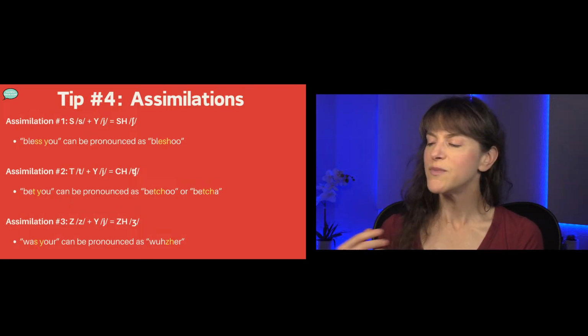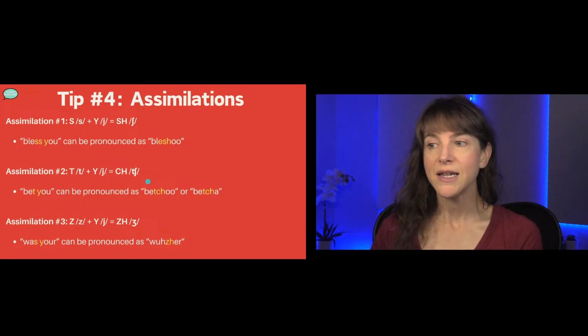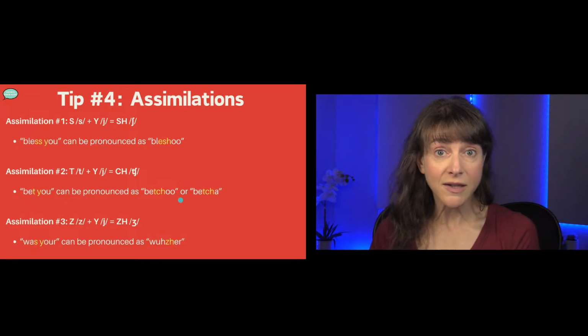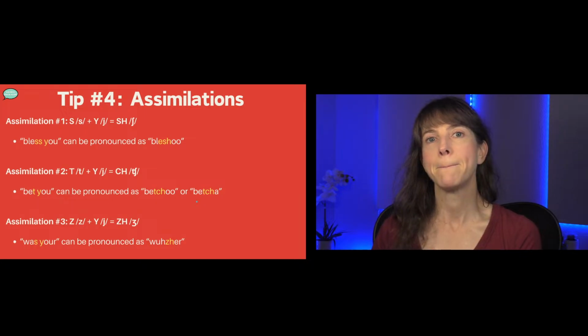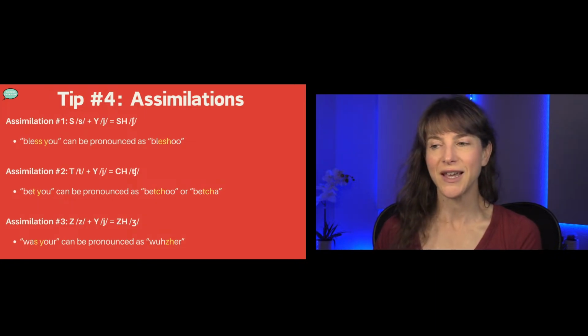Assimilation number 2, this one's maybe a little bit more common. A final T to a Y consonant gives you the CH sound. So the phrase bet you can be pronounced as bet you. Or if you reduce the oo in you, it can be betcha. I bet you can't do it. I bet you $20. Betcha. That's the CH sound there, linking those two words together.